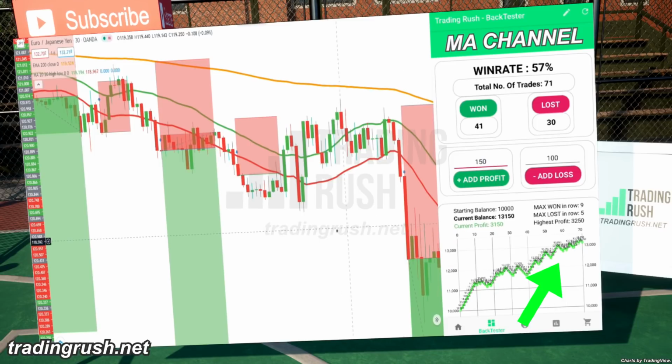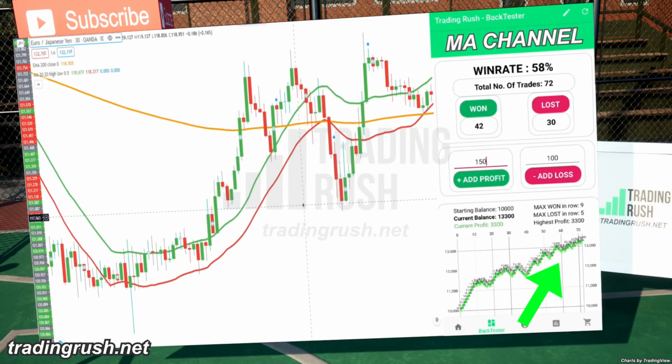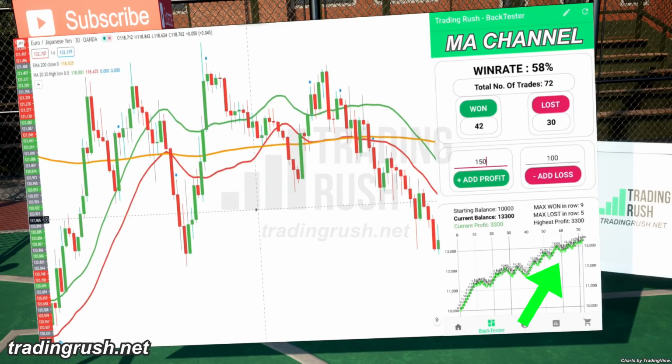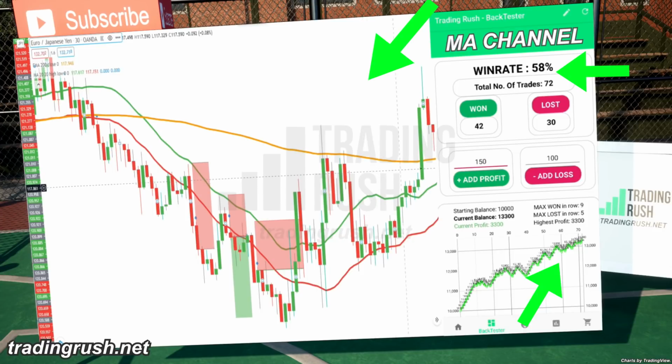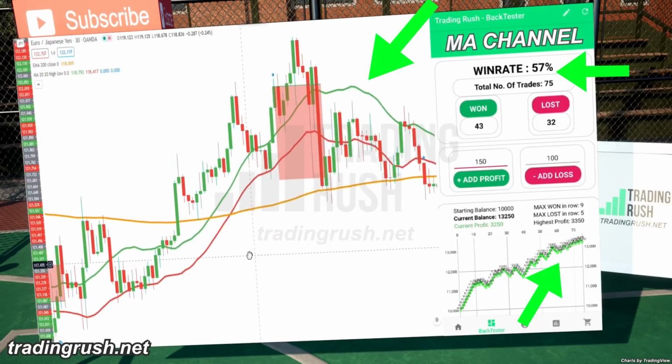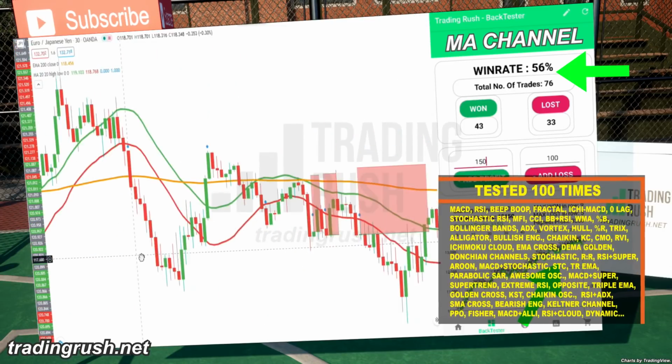For the first 75 or so trades, the profit in the Trading Rush app was going consistently in the upward direction, and the win rate was around 58%. So far, these ridiculously simple moving averages that never touch each other were performing as good as some of the highest win rate strategies we have seen so far.